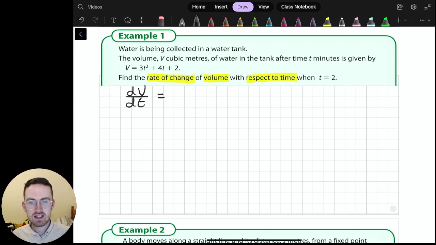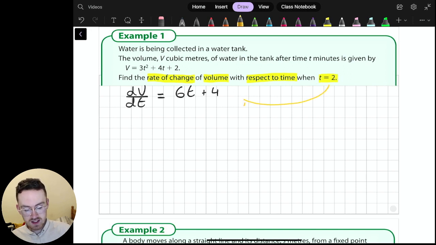So dV/dt, we know what V is. The 3t squared becomes 6t, the 4t becomes 4, and the 2 just goes away, because it is a constant, so it's differentiated to nothing. Now we're asked to find this rate of change when t is equal to 2. So we have to take this value and sub it into our formula. We sub in t is equal to 2, and we get 12 plus 4, and we get a value of 16.